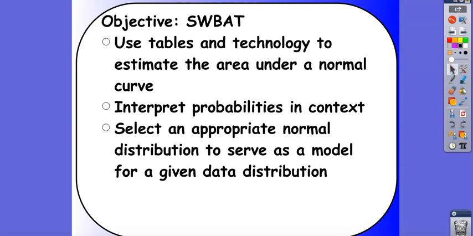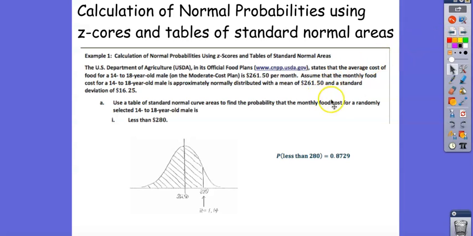A lot of times in your physics classes, you're going to use a spreadsheet to be able to determine some of these. You want to be able to interpret probabilities in context. And this one, select an appropriate normal distribution to serve as a model for a given data distribution. I think they have one example on that. So let's walk through this.